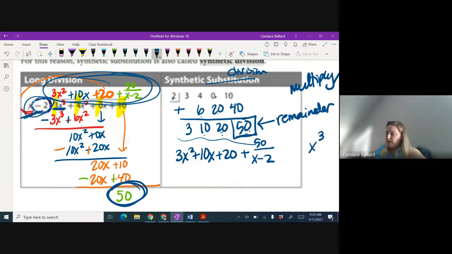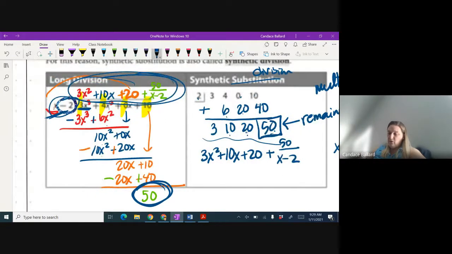So let me explain this minus 2 part. When we are factoring, and we talked about this when we did quadratics, really what we're doing is finding the zeros.